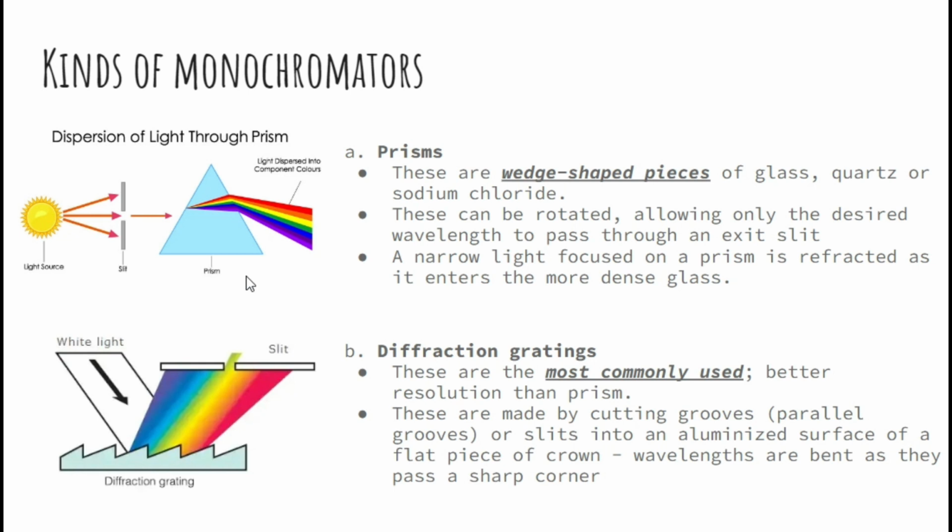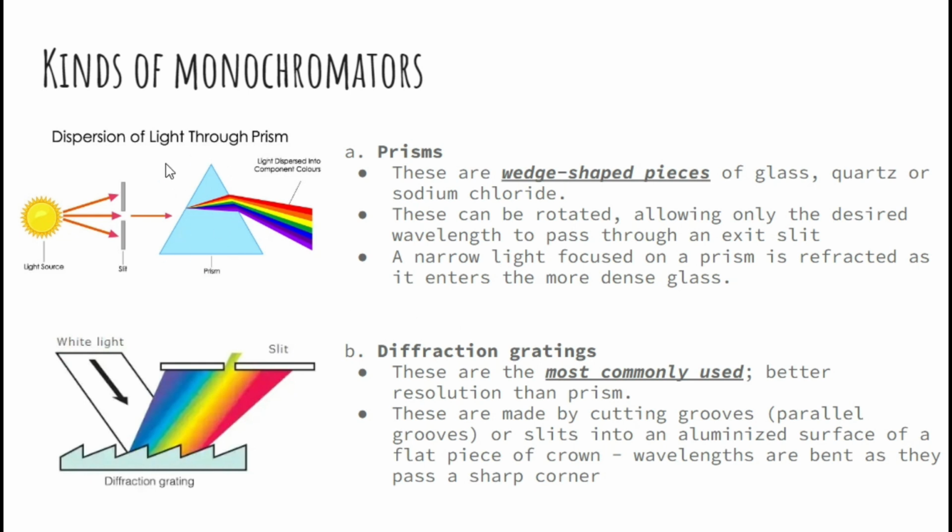We have your prisms. These are wedge-shaped pieces of glass, quartz, or sodium chloride. So para po siyang something like a diamond. Di ba ang diamond pag tinapat sa sunlight or sa ilaw, naglalabas siya ng rainbow. Ganon din po ang ginagawa ng mga prisms. This can be rotated, allowing only the desired wavelength to pass through an exit slit. A narrow light focus on a prism is refracted as it enters the more dense glass.